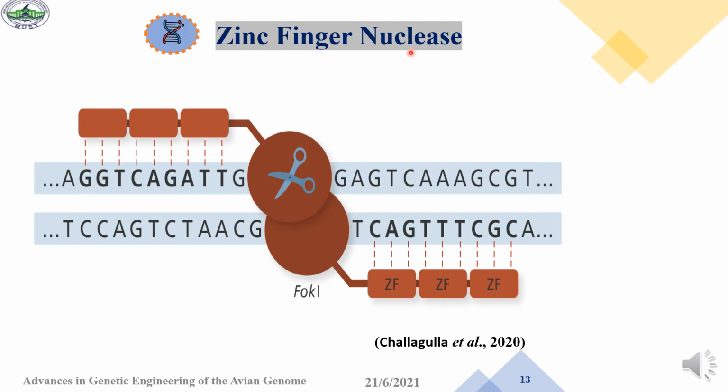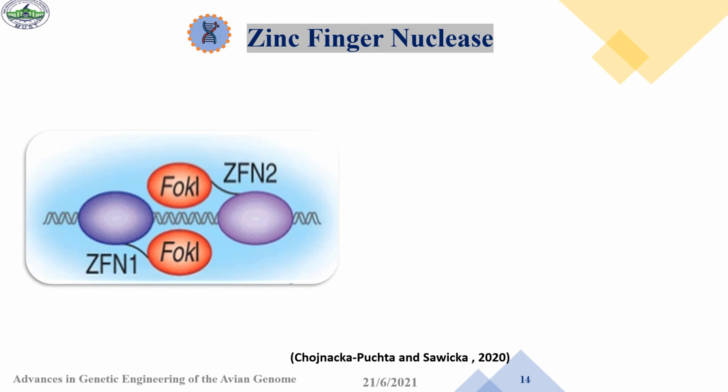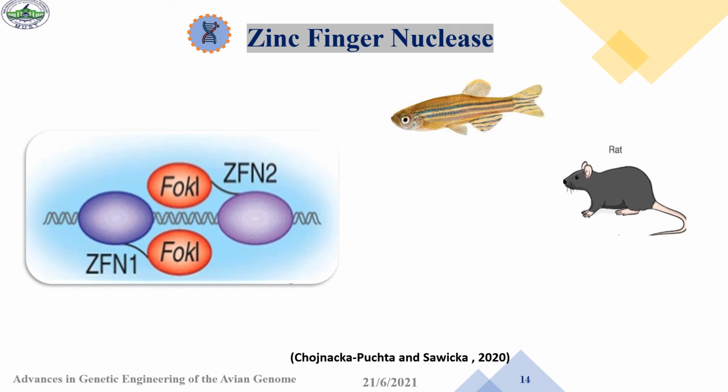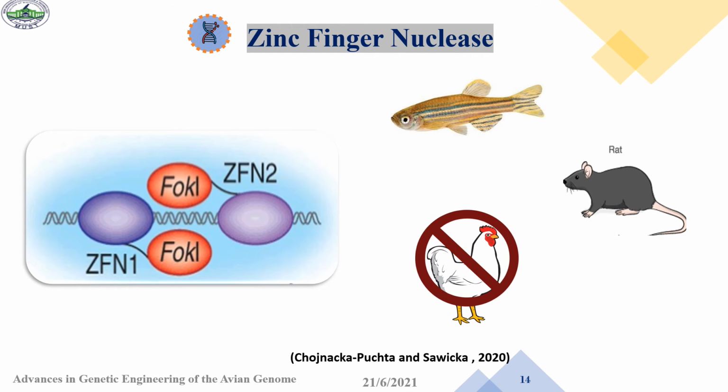Zinc finger nuclease is the first programmable system in gene editing. A triple of zinc fingers is made to bind 9 base pairs on the opposite strand. Each zinc finger is fused to the DNA cutting domain of the FokI restriction endonuclease. It has been used in several organisms, such as zebrafish and rat, but has no reports for generation of gene editing in birds.